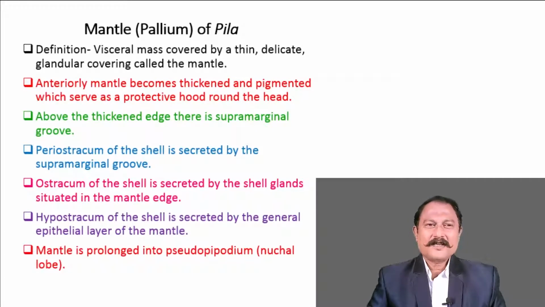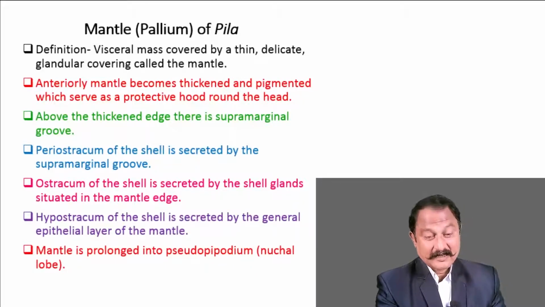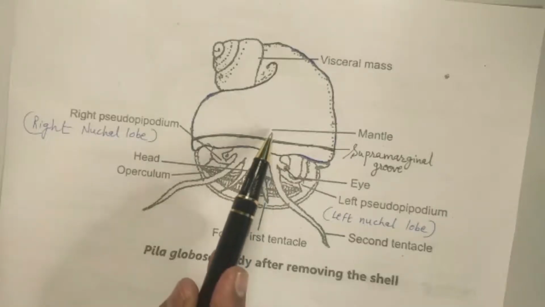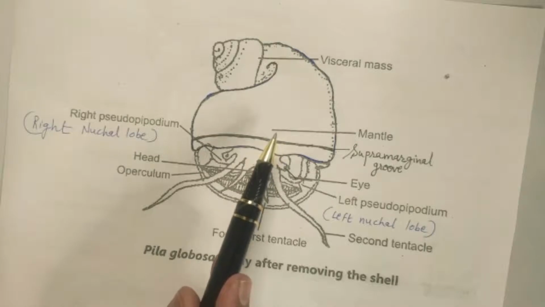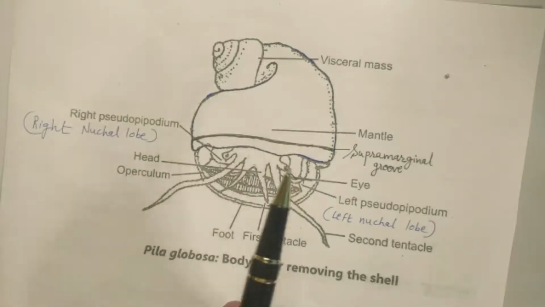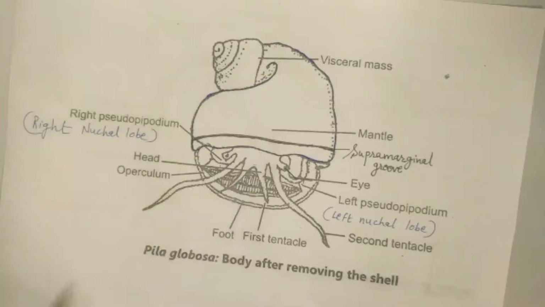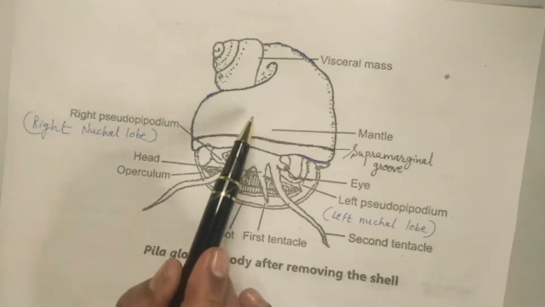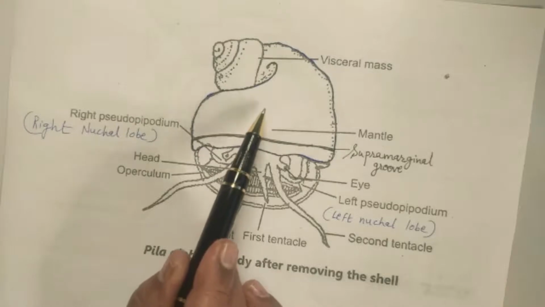Let us see the definition of mantle. This visceral mass is actually inside the mantle. This is the mantle part, and below this mantle part the visceral organs are there. Means the visceral organs are covered by a thin, delicate glandular covering. We call it the mantle. This is the mantle or skin. In human beings we call it skin, but here we call it the mantle.